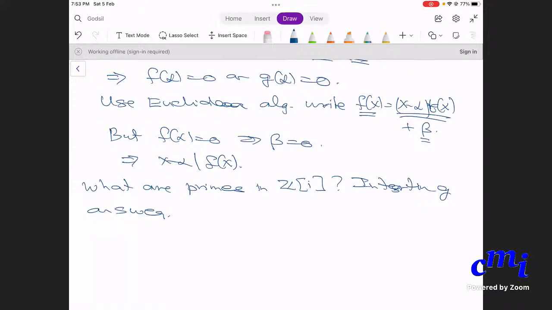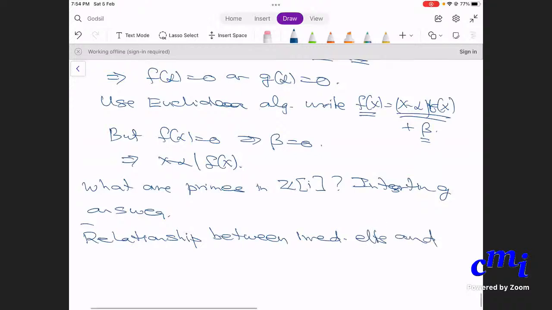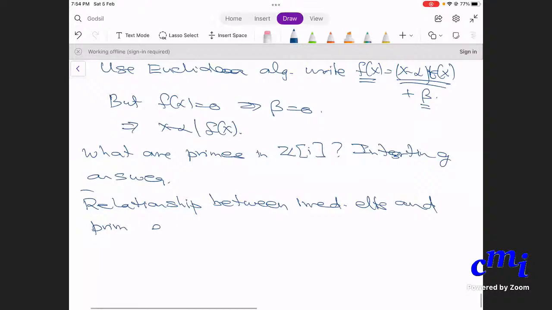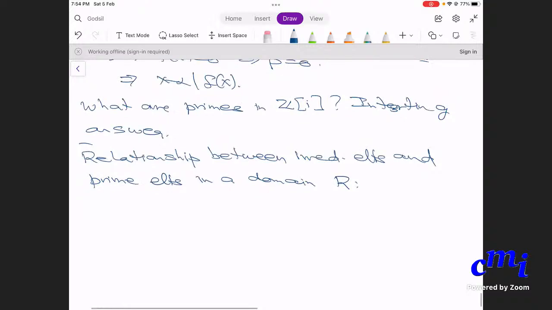So what I would like to see is, we have defined two notions which look very similar. In Z, irreducible elements are also the prime numbers. Prime elements are also the prime numbers, basically. So what is the relation between irreducibles and primes? This is what I would like to address. The relationship between irreducible elements and prime elements in a domain R. Take an integral domain R. I want to know what is the connection between the irreducible elements of R and the prime elements of R.